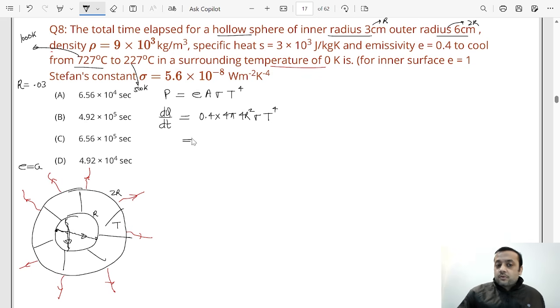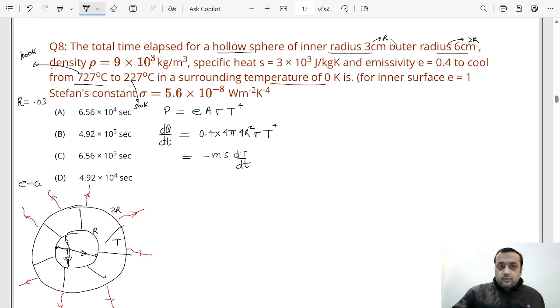And this will be equal to minus m s dT by dt. Using calorimetry, if you remember, dQ is equal to m s dT. Let me show you. Let us say dQ amount of heat is lost, so dQ can be written as m s dT. Remember, dT is the change in temperature. Why are we putting a minus? If I write dt here, dQ by dt will become minus m s dT by dt. We are putting a minus sign because here temperature will be a decreasing function of time, so dT by dt is itself a negative value.